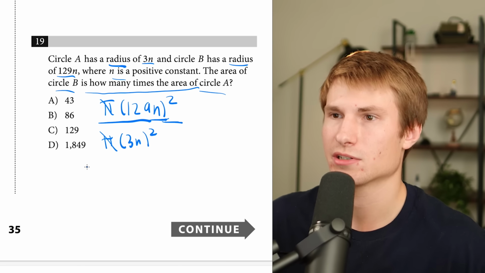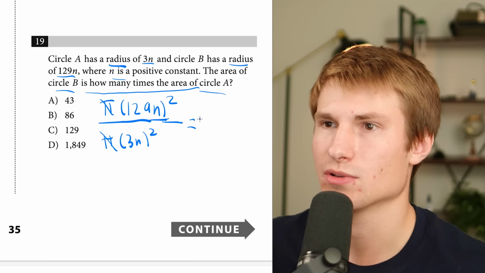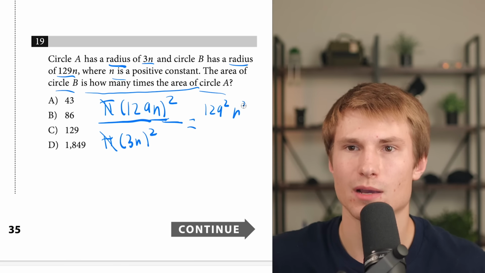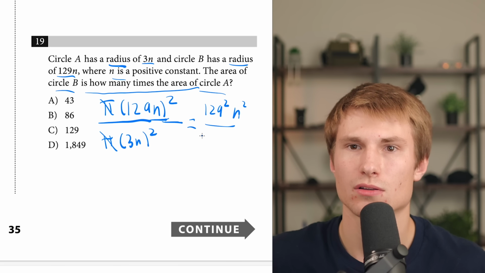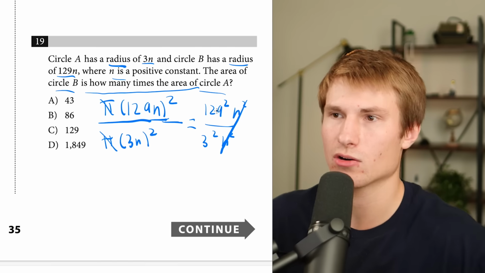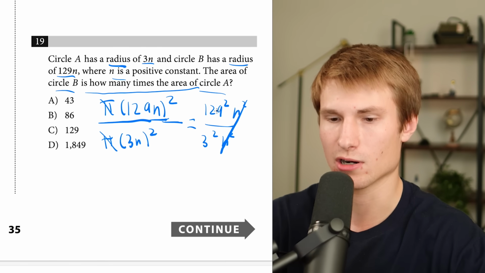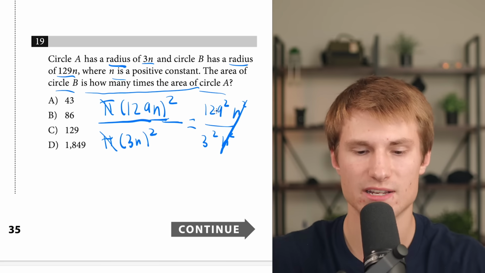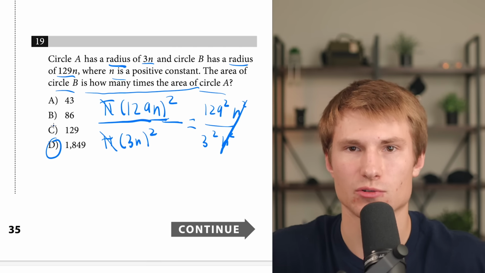Next, now that our pi's are canceled, I'll quickly show what this can equal out to. You could write this also as 129 squared times n squared over 3 squared n squared. And as you can see, your n squareds are going to cancel as well. So then you just have 129 squared over 3 squared, which we can put in our calculator. So let's go ahead and do that. 129 squared divided by 3 squared. That's going to give you 1849. So that'd be answer choice D.